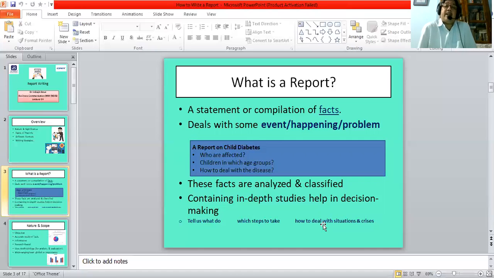Or it can be a report like, for example, on child diabetes, a health problem. So who are the children affected? So children in which kind of age groups? How to deal with the disease? Now these facts are analyzed, classified in the report, and they contain in-depth studies which help in decision making.